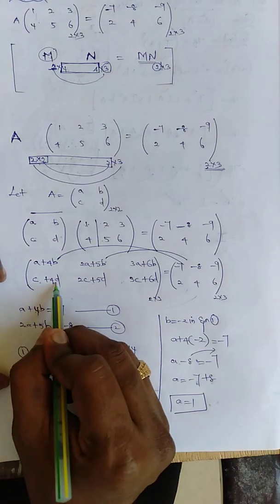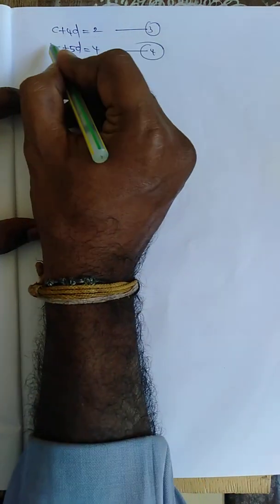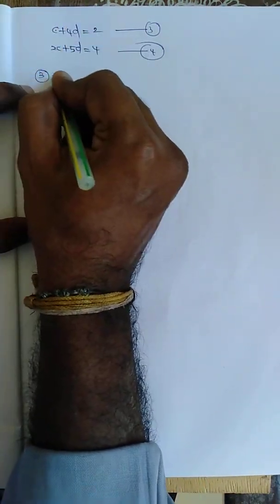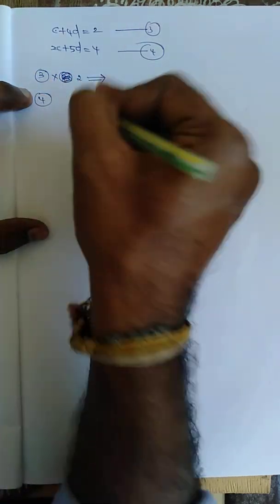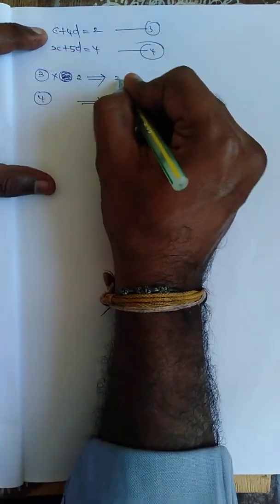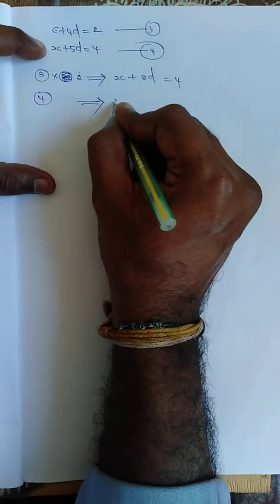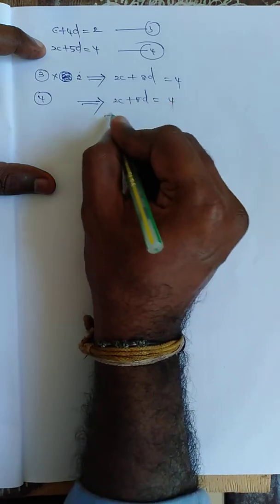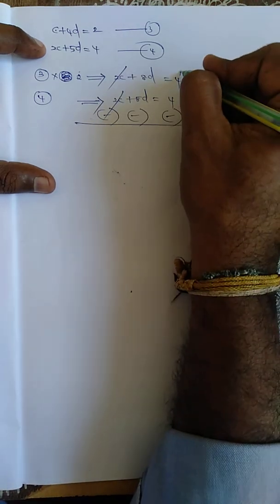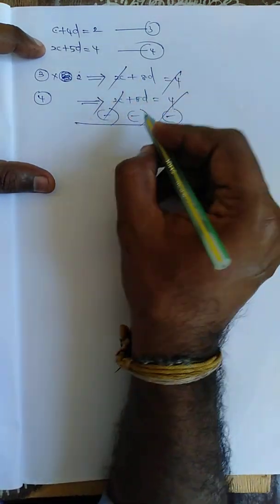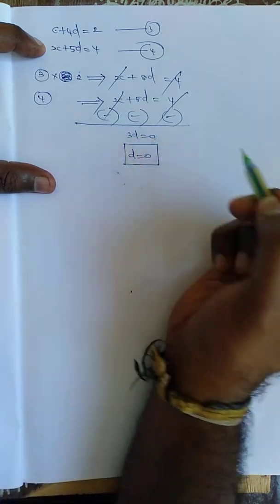Now we equate c plus 4d and 2c plus 5d, solving equations 3 and 4. Equation 3 is multiplied by 2 and the fourth equation is written as it is. 2 into c is 2c, 4 2s are 8d, 2 2s are 4. Next 2c plus 5d is equal to 4. Subtract: 2c minus 2c gets cancelled, 4 minus 4 gets cancelled. 8d minus 5d, 3d is equal to 0. So d is equal to 0, because 0 by 3 is 0.